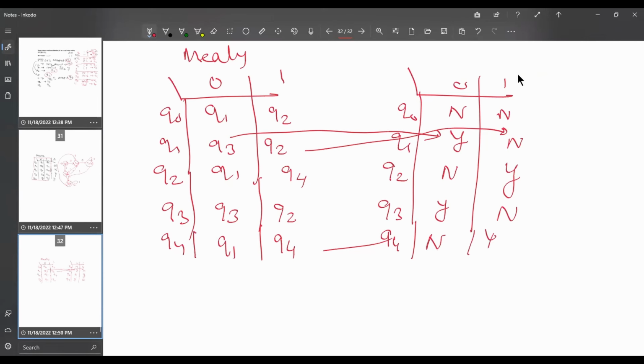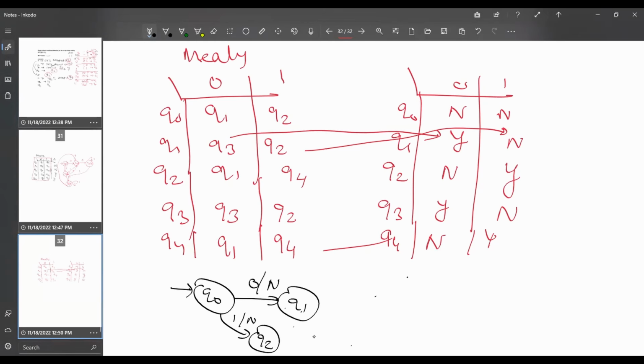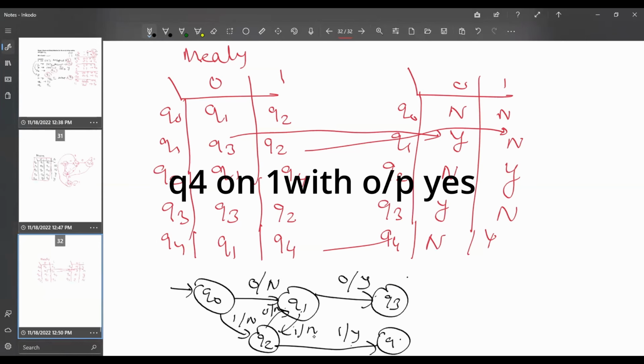Now it is time to draw the state transition diagram. Q0 on 0 with the output no is going to Q1. Okay. Now Q0 on 1 is going to Q2, and that is the output of Q2 that we have to write here. Q1 on 0 is going to Q3 with the output yes, and on 1 it is going to Q2 with the output no. Q2 on 0 is going to Q1 with the output no, and on 1 it is going to Q4 with the output no.